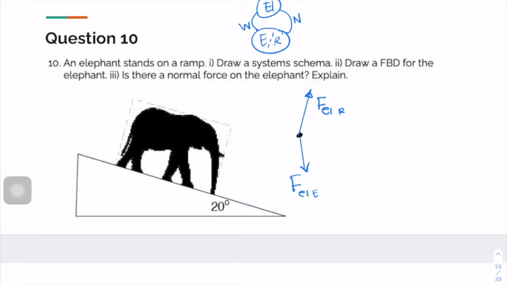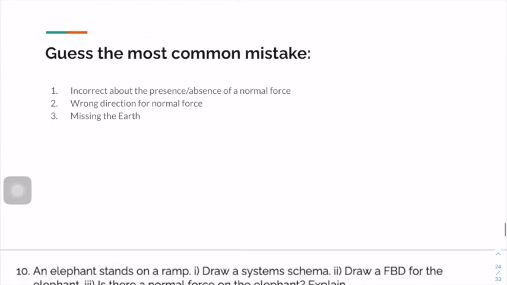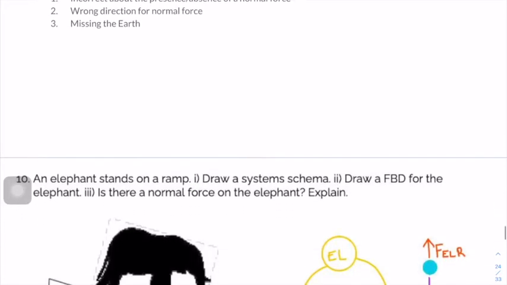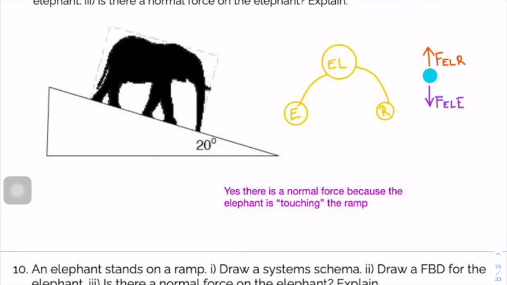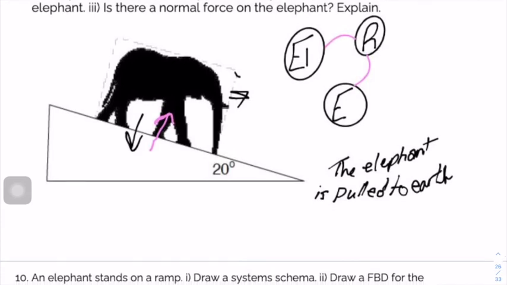System schema, free body diagram, is there a normal force? Yes, because the ramp is touching the elephant, or the elephant is touching the ramp. Okay. All right, guess the most common mistake. Okay. So, good label, wrong direction. Okay, we've got no free body diagram because arrows on the diagram is not a free body diagram, and did not answer number 3.